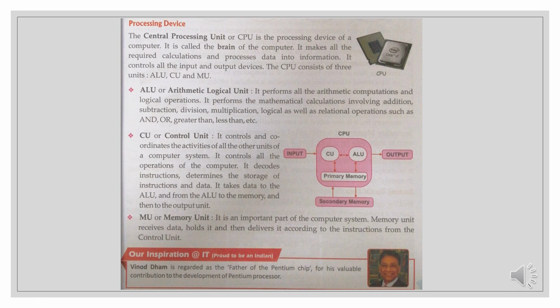So check the diagram: there is the control unit, arithmetic and logic unit and primary memory within the box, and that is the CPU. And outside the CPU box, there are the input, output and the secondary memory.